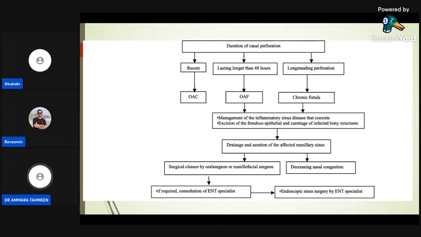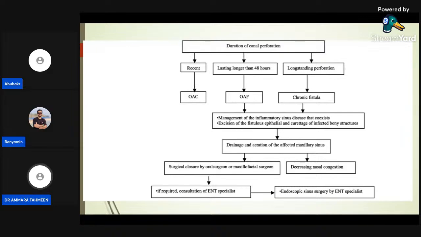Again, the treatment plan differs according to the duration and the size of the defect, and the presence or absence of maxillary sinus pathology like sinusitis also changes your treatment plan. So you have to go with a tailored approach for each and every case. If you see an oroantral fistula, whether it's chronic or acute, you have to first clear the sinus pathology, as I told you, we have to make sure that the sinuses are clear.